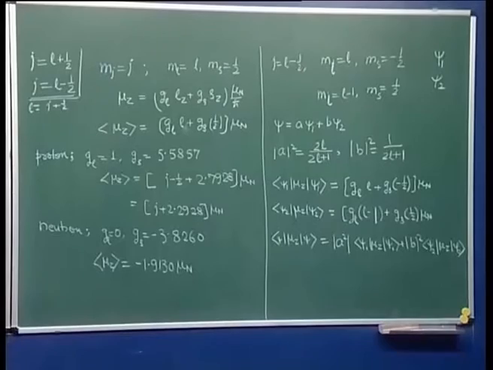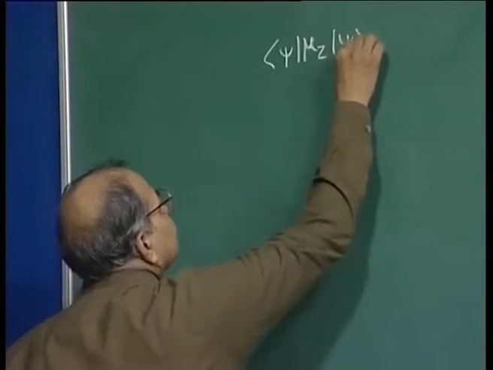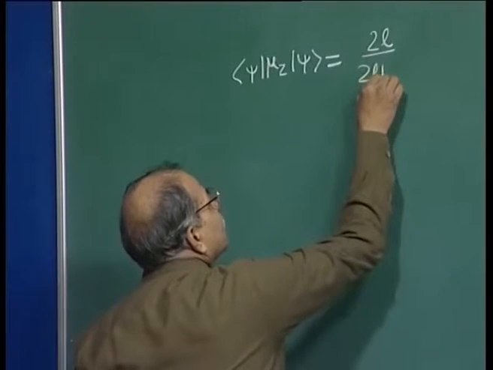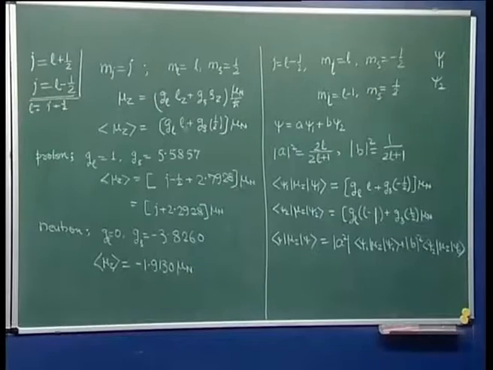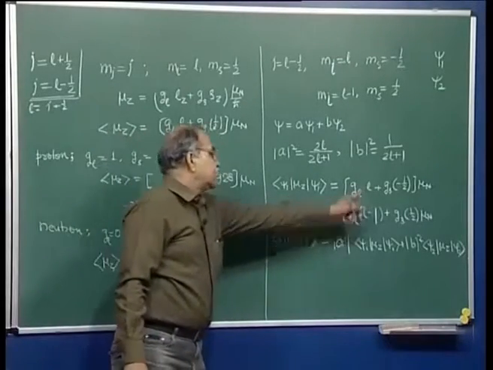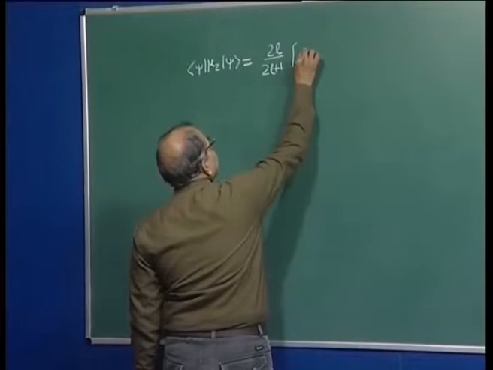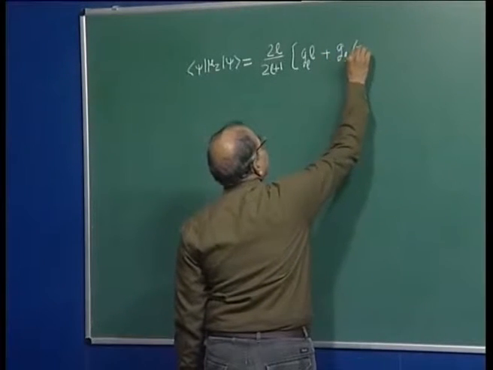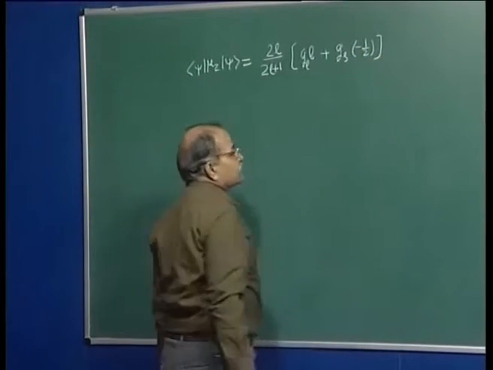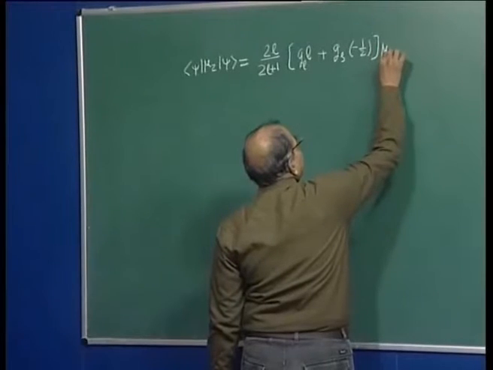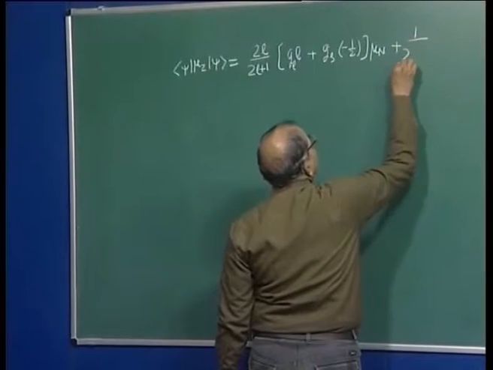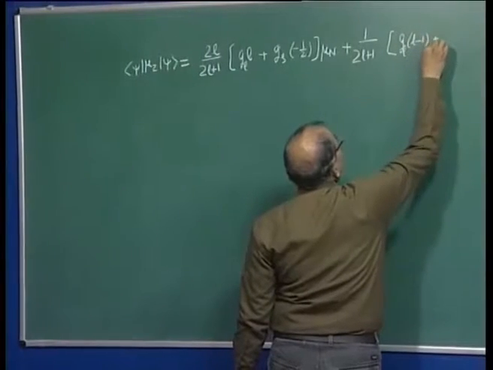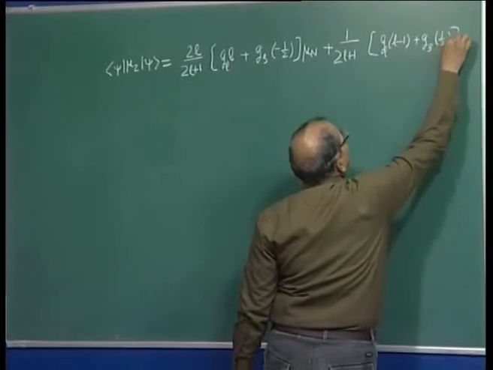So let us calculate this. Psi mu z psi is equal to mod A square, which is 2L by 2L plus 1, and psi 1 mu z psi 1 is GL into L plus GS into minus half, let me put mu n here itself, and plus mod B square, 1 by 2L plus 1, then GL into L minus 1 and plus GS into half, mu n.